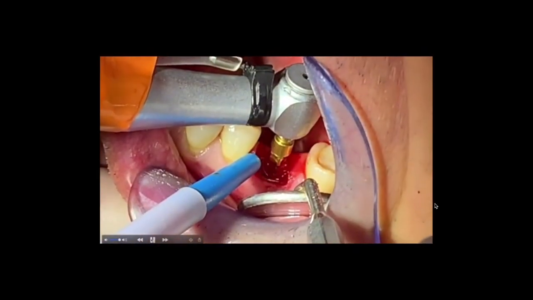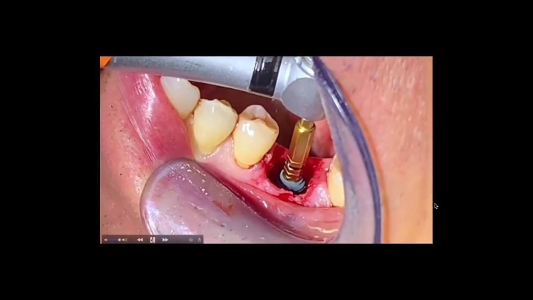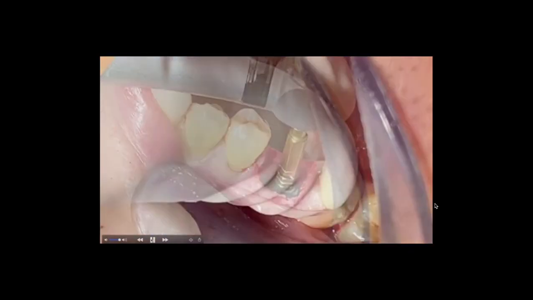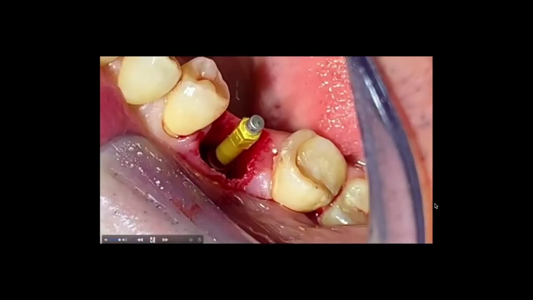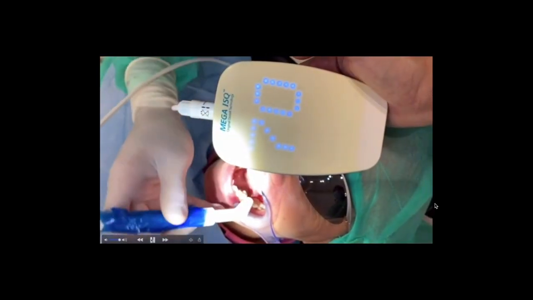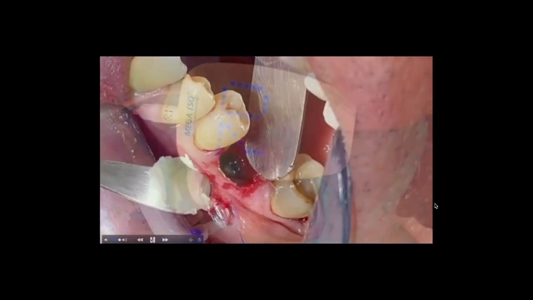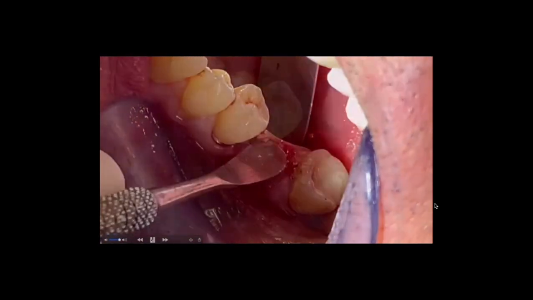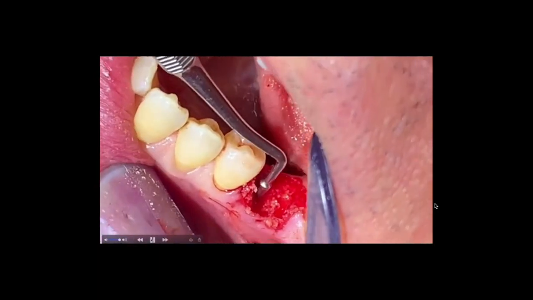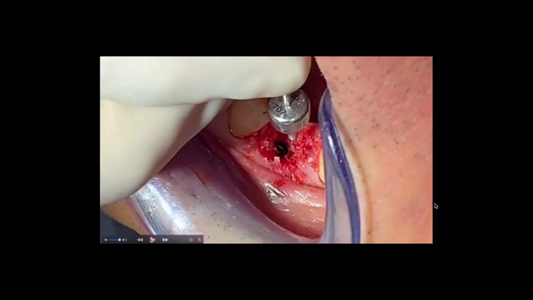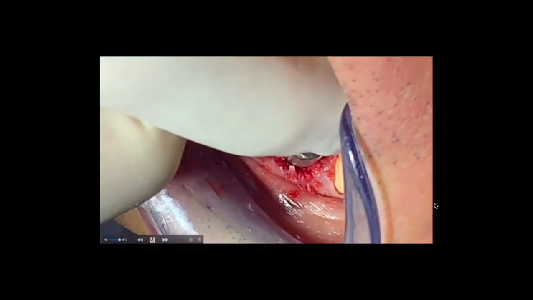Once we have extracted the roots, we already have the path, and we're going to be able to place our implant very predictably, achieving primary stability without dragging into the socket, because those roots were the ones that actually avoided the drift into the socket. Once my implant is in place, I try to do all these treatments flapless. I pack the bone into the socket, and in this case I place a healing abutment.